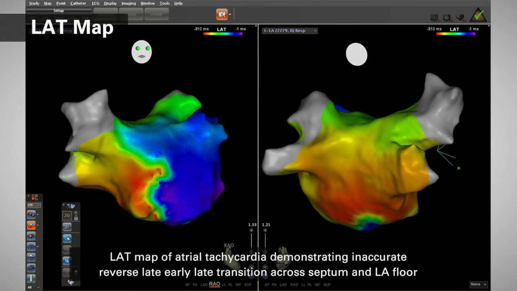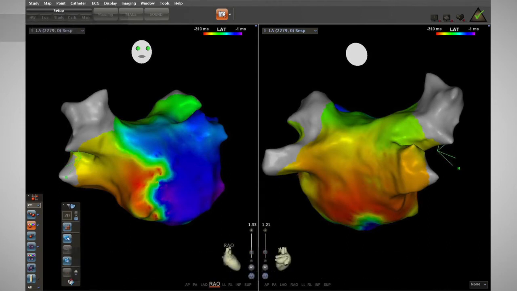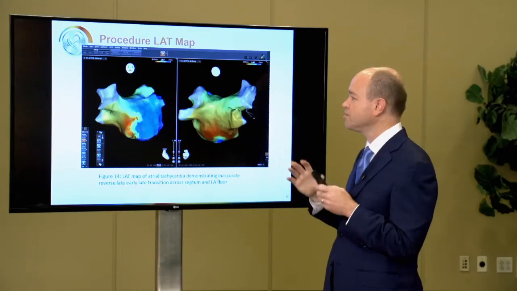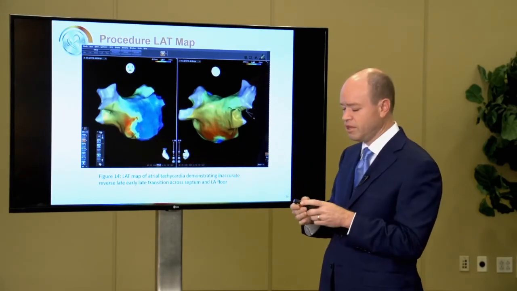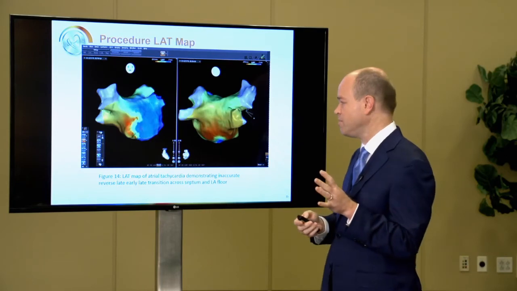Now we can see an RAO versus a PA view. And this once again is demonstrating low to high activation on the posterior left atrium, high to low activation across the anterior and the left atrial septum. All of this is consistent with a left atrial macro reentrant flutter, roof dependent, as we have 100% of our tachycardia cycle length, and we have a consistent activation pattern.